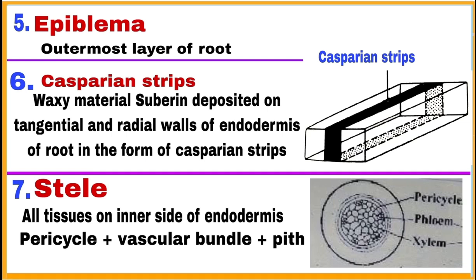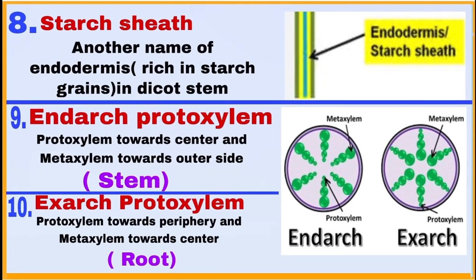Okay. Now next is stele. All tissues inner to endodermis including pericycle, vascular bundle and pith, they all together form stele. Starch sheath. In dicot stem, starch sheath is another name of endodermis which is rich in starch grains.